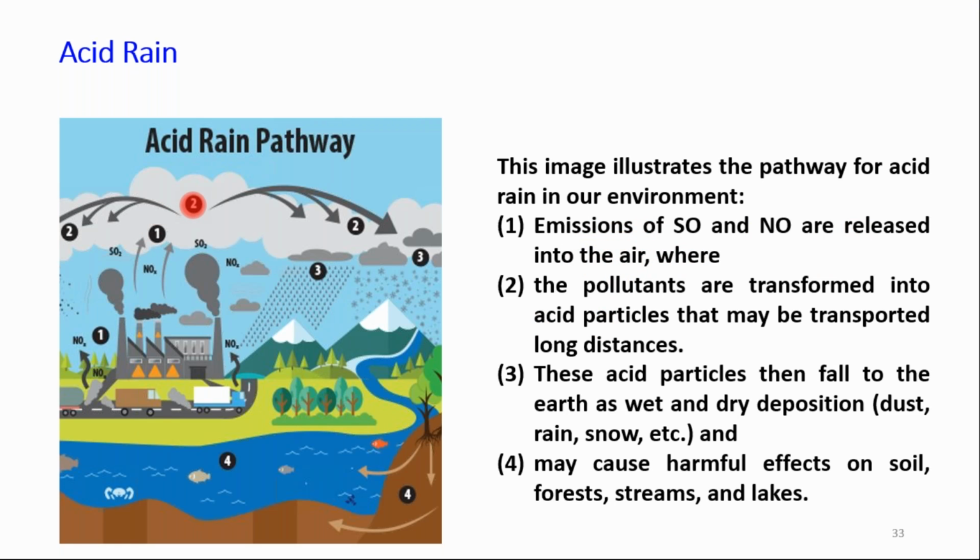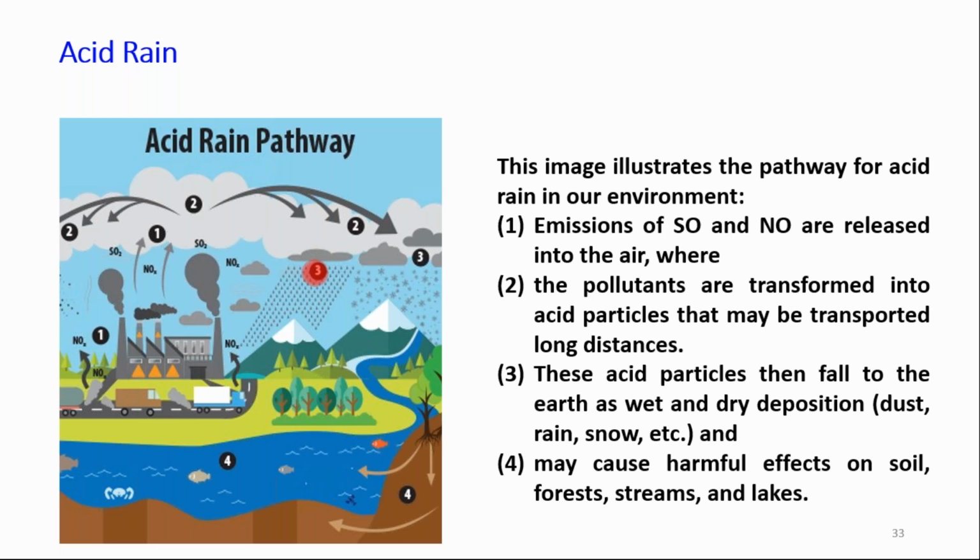Then the second step is this one. The pollutants are transformed into acid particles that may be transported long distances. So all these nitrogen and sulfur derivatives are transformed into acid particles that travel long distances. Then these acid particles fall to the earth as wet and dry deposition, which may be in terms of dust, rain, snow, etc.